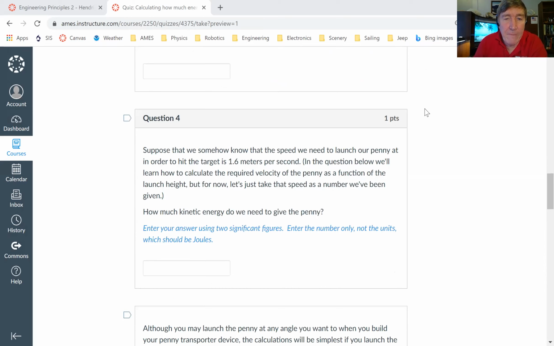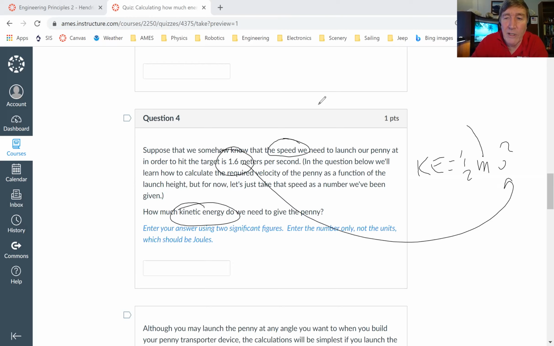Next one here is, so let's suppose that somehow we know that the speed that we need is 1.6 meters per second. Okay, so how much kinetic energy is that? Well, kinetic energy is 1/2 mv squared. So this is v, but what do we put in for m?